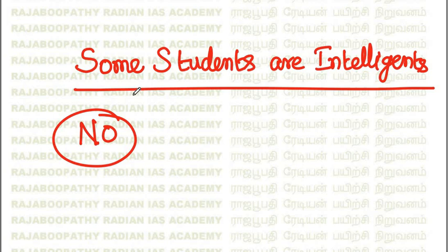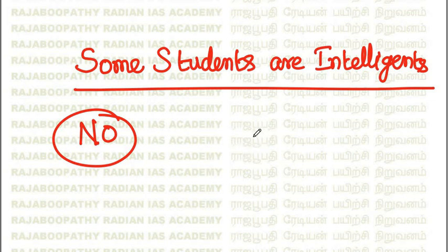When I say all students are intelligent, then each and every student is intelligent. There, none of the students is not intelligent. Okay, so this is very, very important. So in mathematics, some means at least one. Even in English, you are supposed to differentiate between some words. This is pure English language.